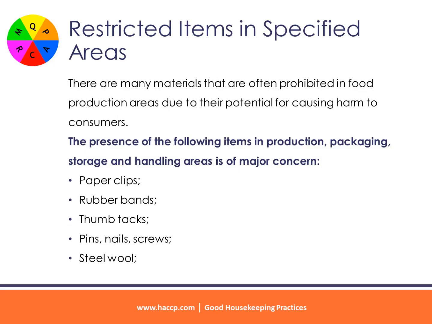Restricted items in specified areas. There are many materials that are often prohibited in food production areas due to their potential for causing harm to consumers. The presence of the following items in production, packaging, storage and handling areas is of major concern: paper clips, rubber bands, thumbtacks, pins, nails, screws, steel wool, wood.